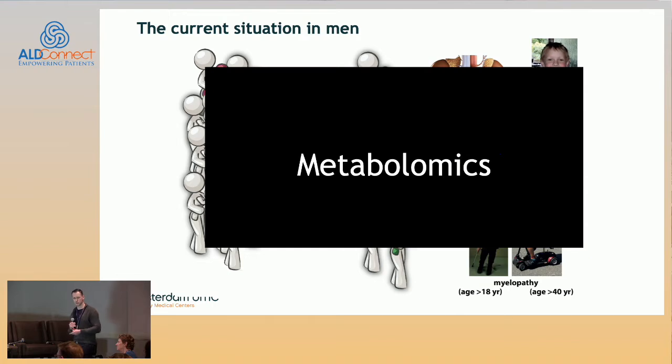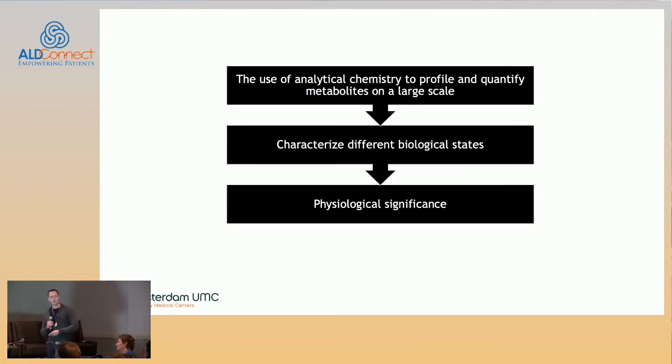Now we use a metabolomics and lipidomics approach for this. Metabolomics or lipidomics is the use of analytical technology to profile and quantify metabolites on a large scale. We do this because we want to characterize certain biological states. And by characterizing these biological states in different contexts, for example in different subgroups, we hope to extract meaningful information that is clinically relevant.